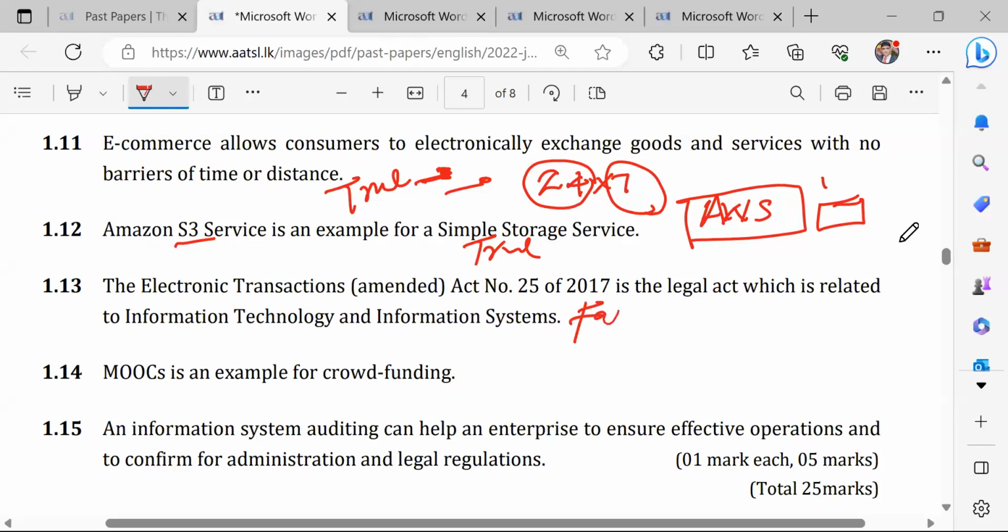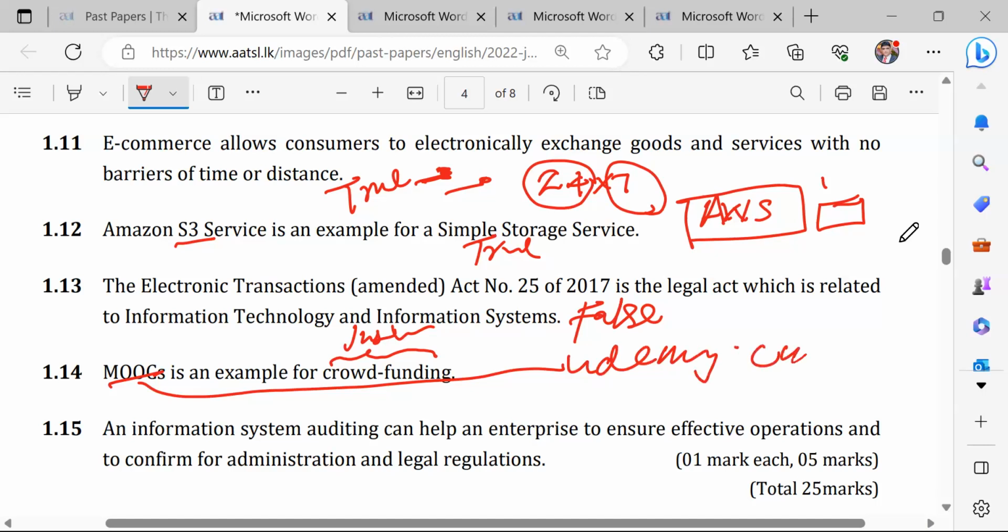Then this is false. This is a false statement. MOOCs is an example for crowdfunding. Crowdfunding is collecting money from an audience. That is crowdfunding. MOOCs is massive open online courses, right? The best example for MOOCs is udemy.com, right? There are many courses for you to follow.